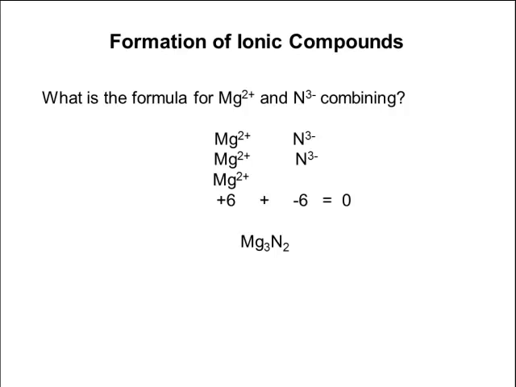And keep in mind, the reason why I need 3 Mgs is because each Mg gives up 2 electrons. 3 of them combined together give up 6 total electrons. Where did all those 6 electrons go? Well, each nitrogen takes 3 electrons to get its 3- charge. So since each nitrogen has taken 3 electrons, I need 2 of those. That adds up to 6 electrons. Those electrons all came from the magnesium. All right, it's important that you understand that connection of where these electrons are coming from, where they're going to.